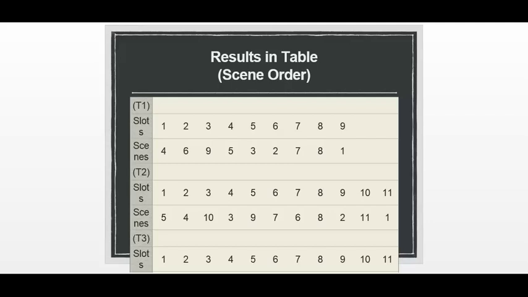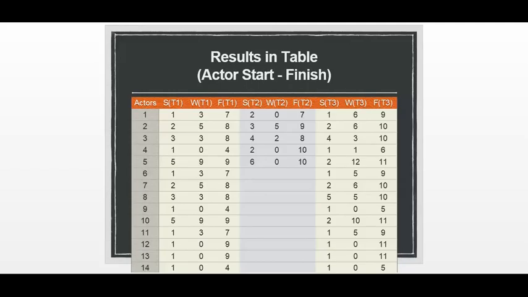This table is specifically our scene order for each trial. So how we would read it is the first scene of the day would be 4, then 6, then 9, and so on. And this goes for all trials. The second result table is the actual slot schedule for the actors in each trial. It is to be noted that number 14, our high maintenance actor, did receive a 0 for the wait time, just as we had hoped for.